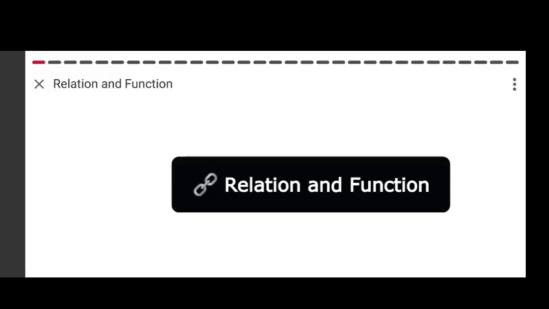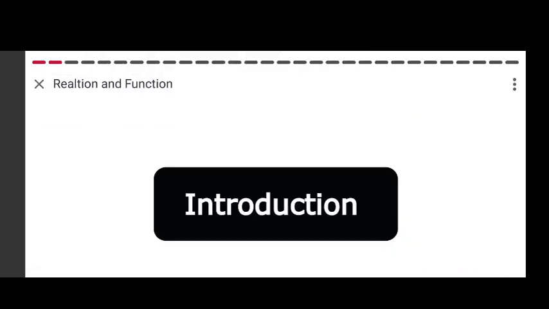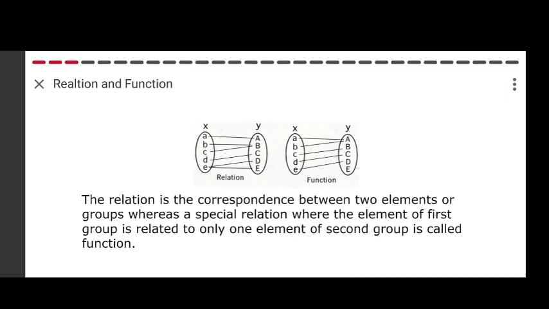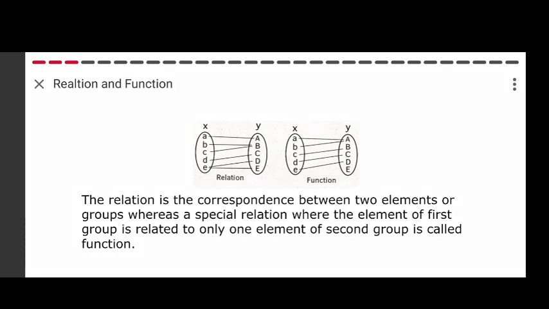Relation and function. Introduction. The relation is the correspondence between two elements or groups, whereas a special relation where the element of first group is related to only one element of second group is called function.